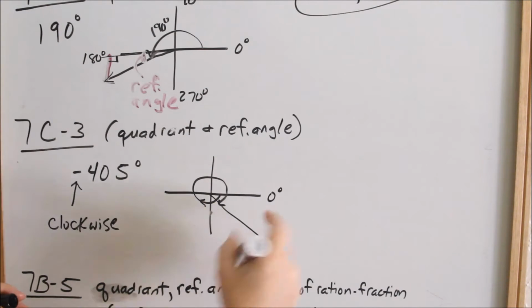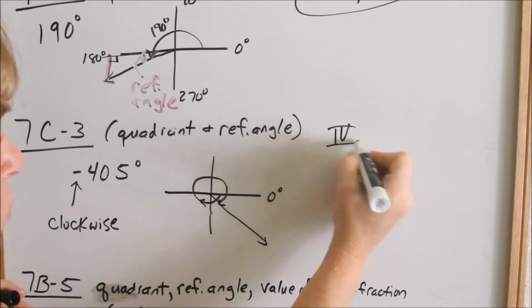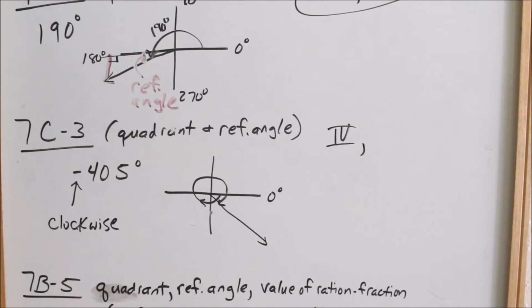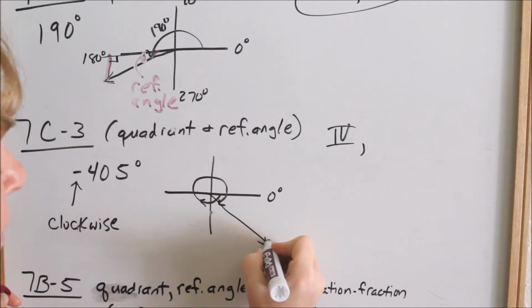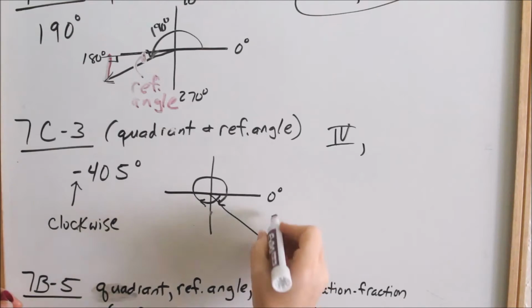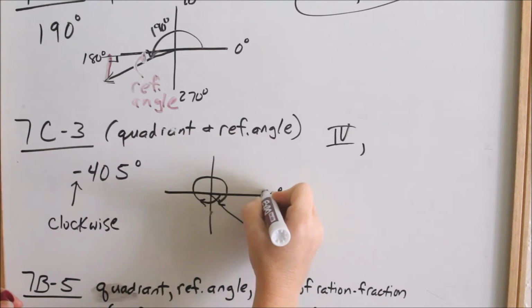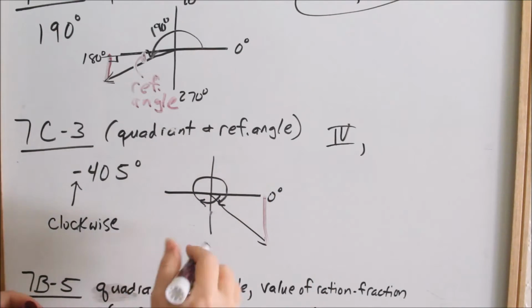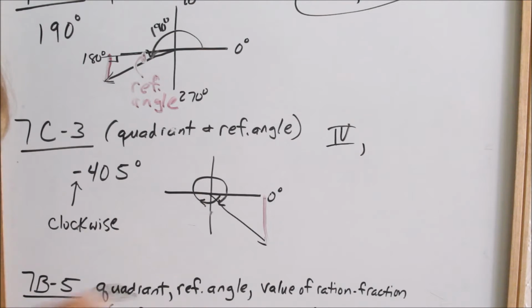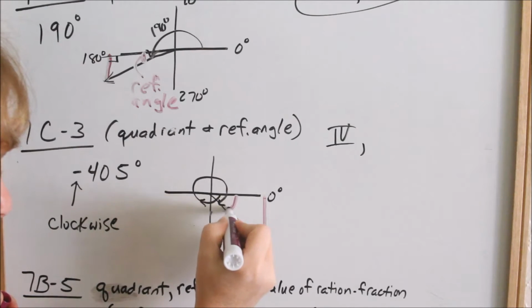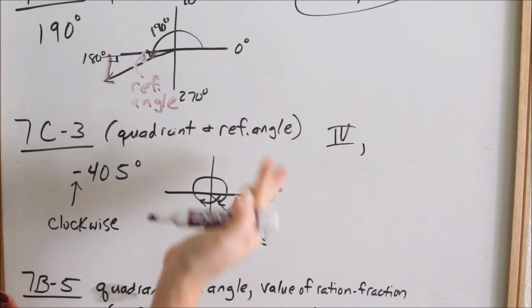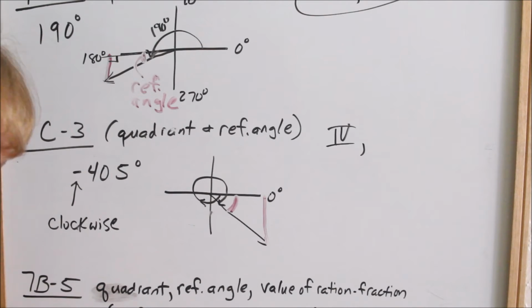1, 2, 3, 4. So I ended up in quadrant 4. Now I need to determine my reference angle. The definition of reference angle is what does it take to get back to the x-axis. So I want to go back to the x-axis. Starting here where I ended, I want to go up to the x-axis. So looking at this, what is that angle right there to get me back rotating up to the x-axis?